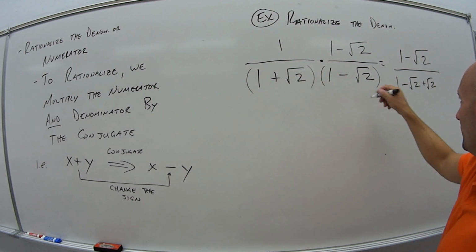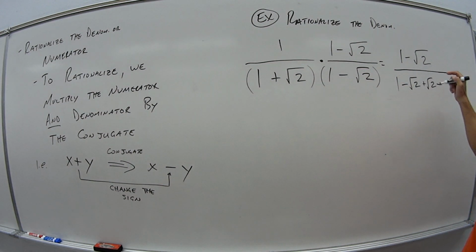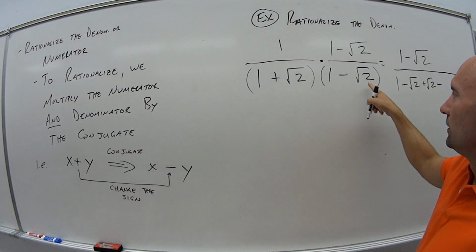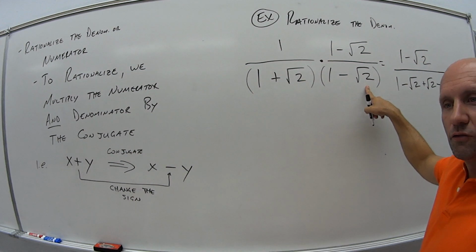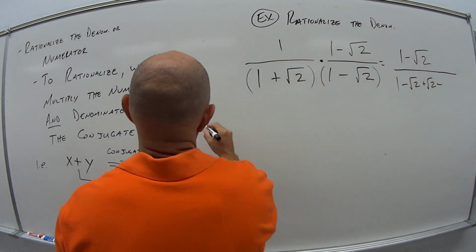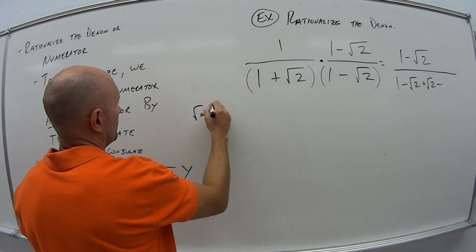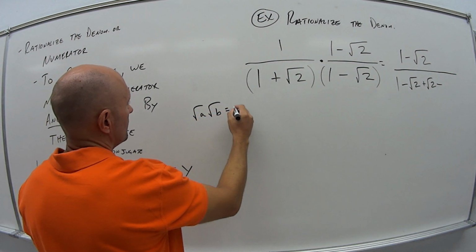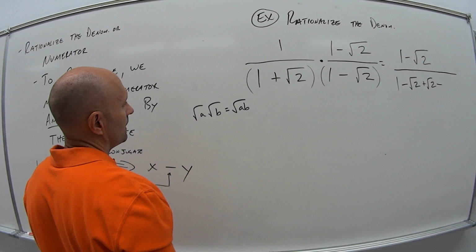Positive times negative is negative. Square root of 2 times square root of 2 is square root of 4. Remember back to our radical properties: if I have square root of a times square root of b, this is just square root of a times b.